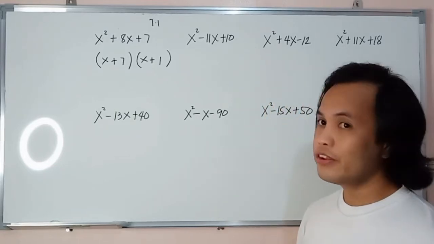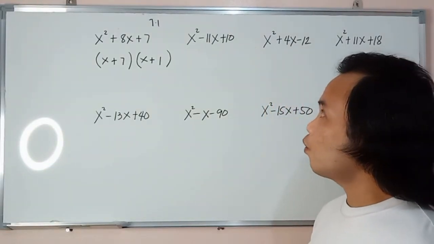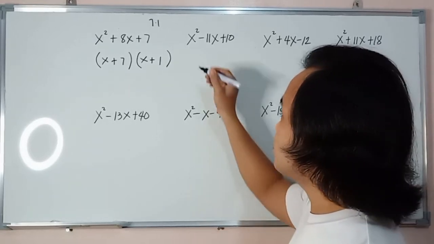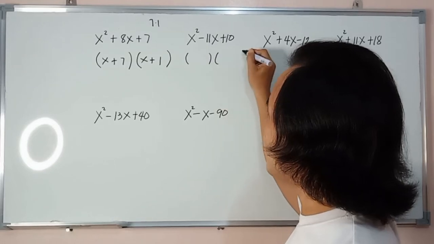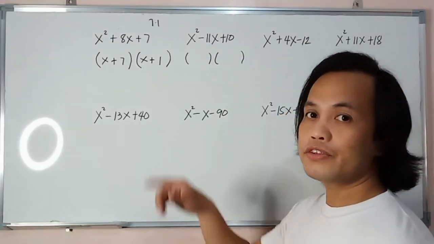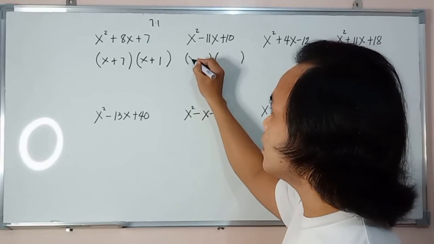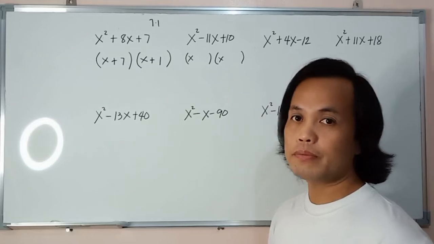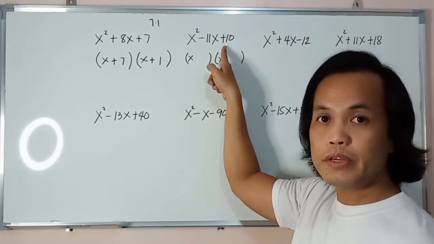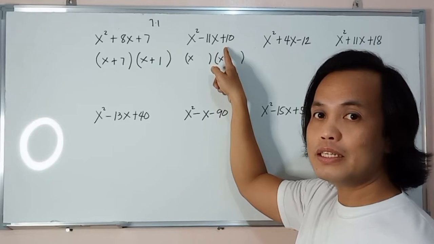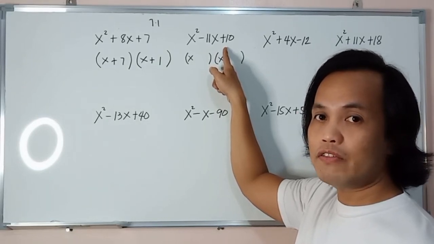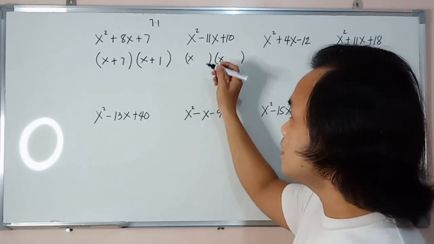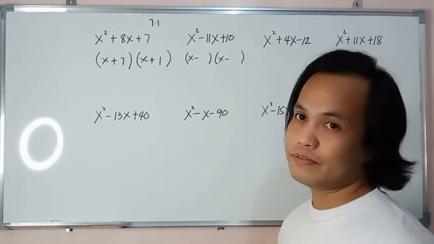Let's proceed to another example. We are given x squared minus 11x plus 10. The same, we write two parentheses to indicate the binomials. Then we factor out x squared, of course, x times x. Then we evaluate the sign of the last term. Our last term is positive 10, so we copy the sign of the middle term. Our middle term is negative.